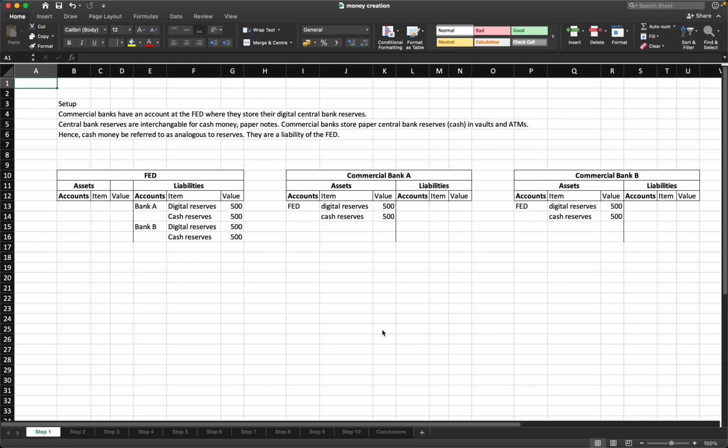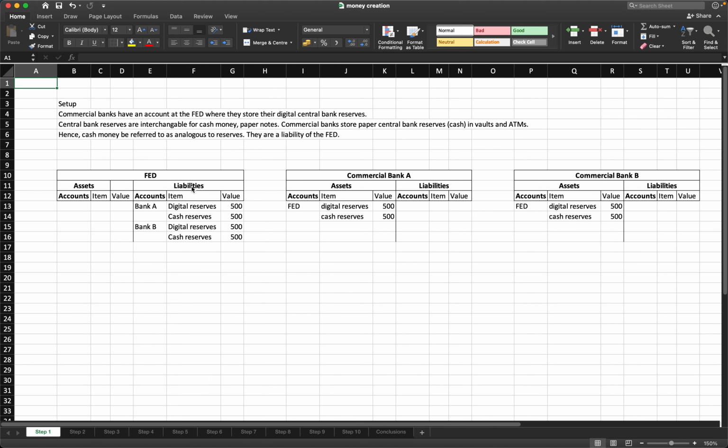I would like to explain to you all a little bit more about how governments create money, how central banks use their reserves, by using 10 different steps. Step 1 is the setup.